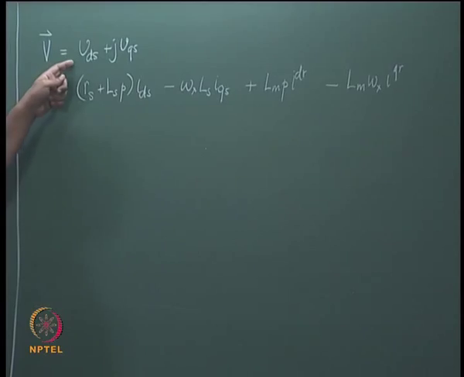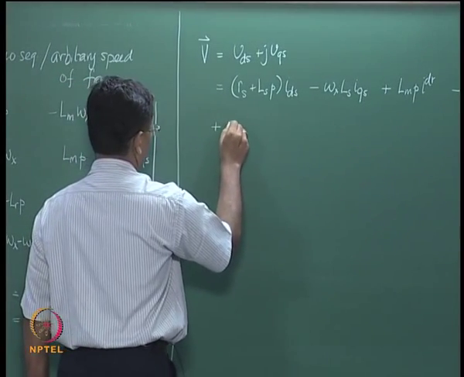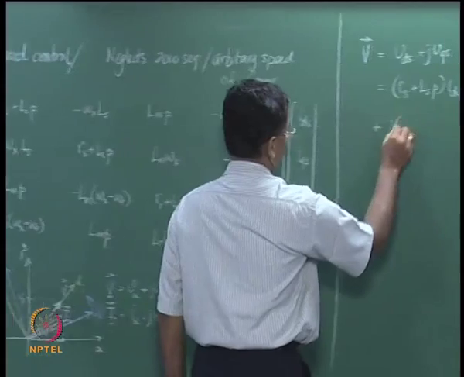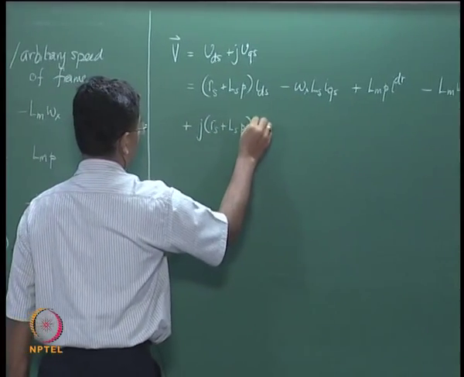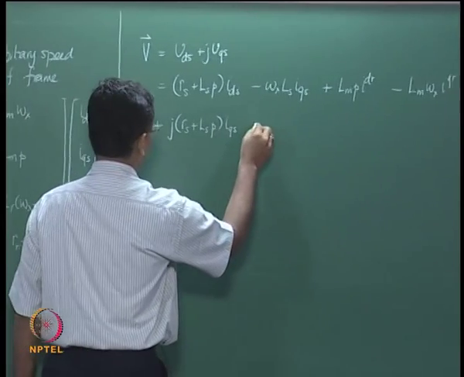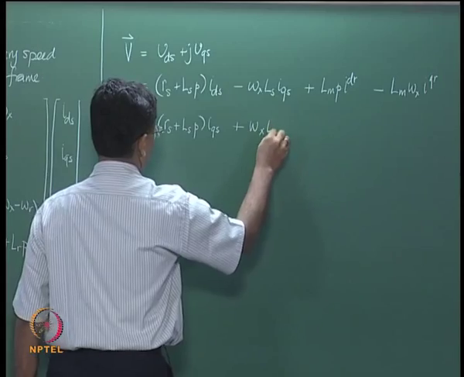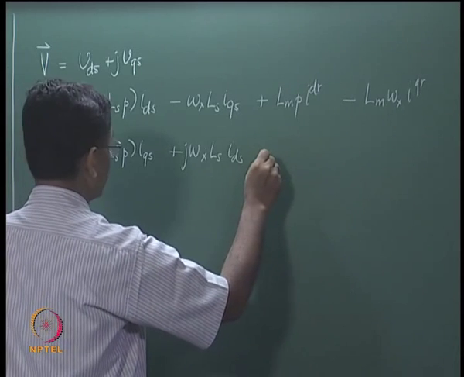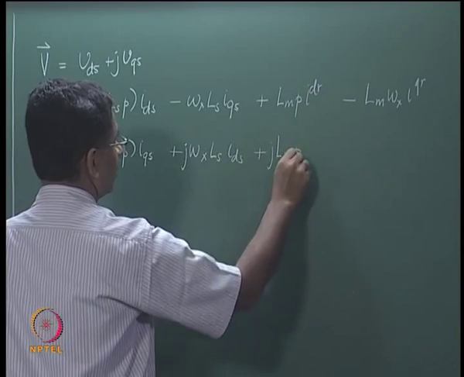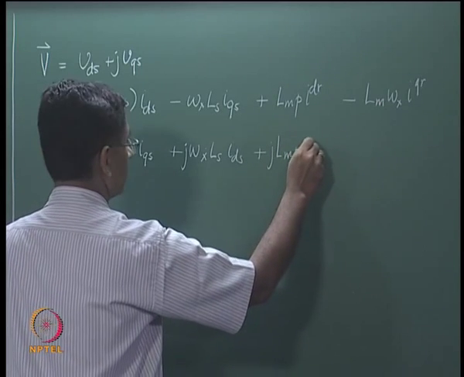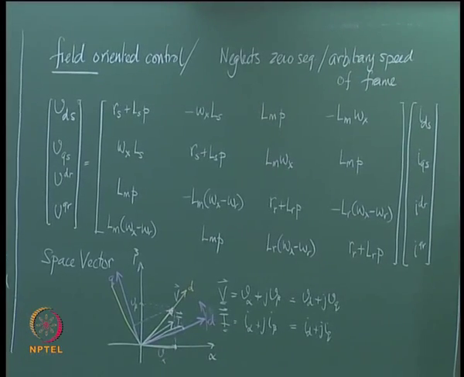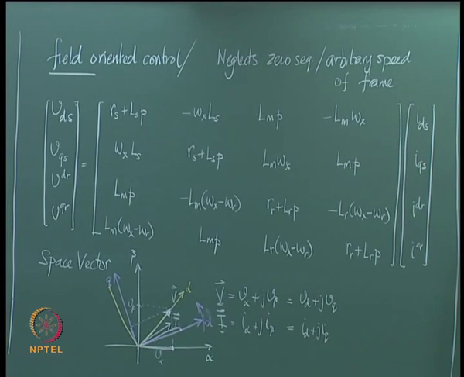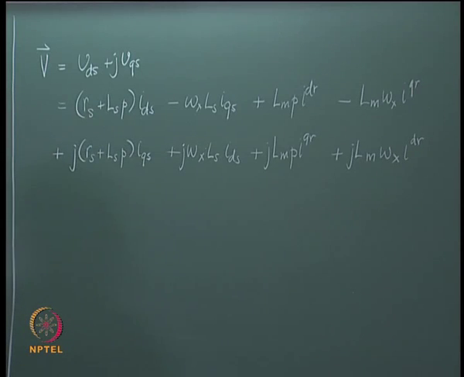This is the first term VDS, and now we add J times the second equation which is here. So that is J times RS plus LSP into IQS, and then you have plus omega X LS into IDS with a J here, and then you have plus J times LMP into IQR, and then plus LM omega X J times into IDR. So that is what you will end up with.